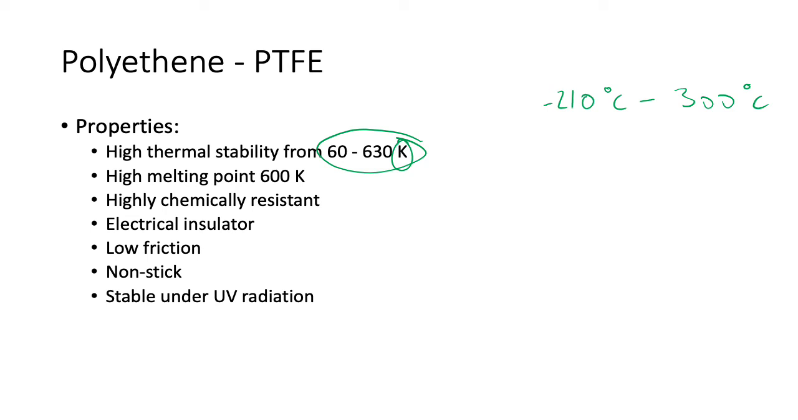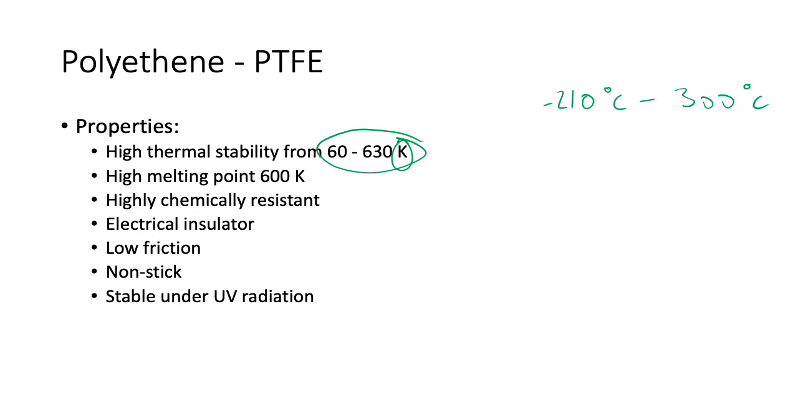High melting point, highly chemical resistant, electrical insulator, low friction, non-stick. That's why you have Teflon in your pans, and it's stable under UV radiation. Interesting fact, Teflon is not good for searing steaks. Even though it's got high temperature resistance, if you superheat it on a stove and put your steak on it, it wrecks the Teflon. So don't do it, and you can't even get your money back. If you want to cook a nice steak, use a cast iron or a stainless steel pan, because that's what you should be using to sear steaks.